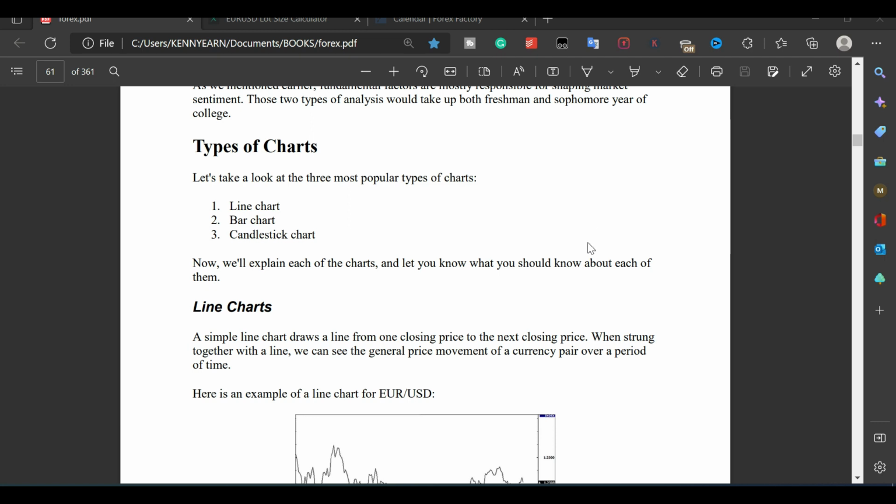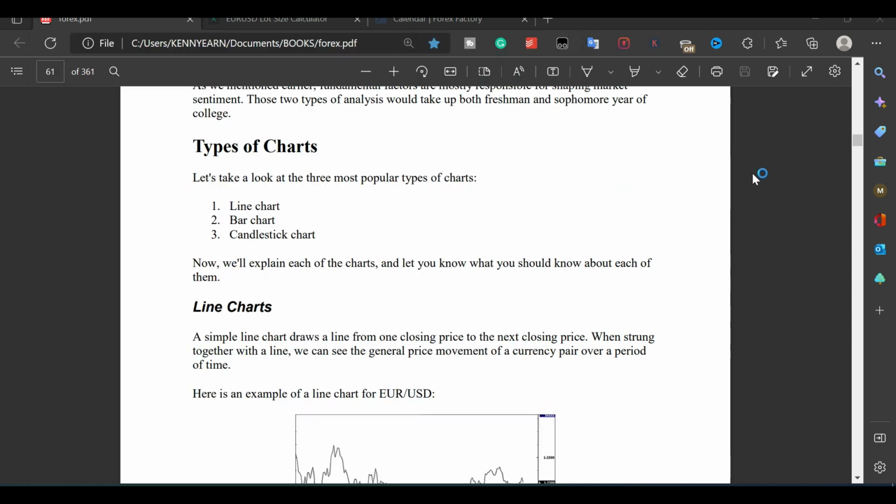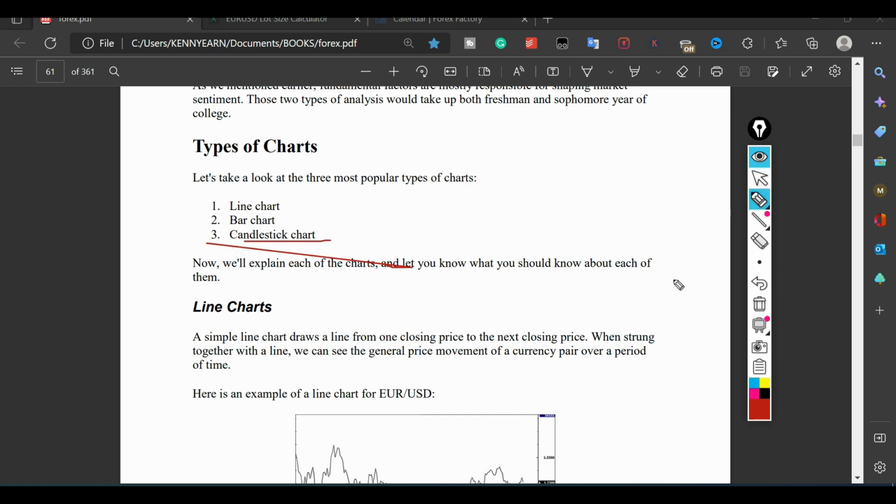So on today's video we're going to be talking about types of charts. Alright, so on today's video I'm going to be talking about types of charts we use in forex trading. There are three most popular types of charts we use in forex trading. The first one is line chart. The second one is bar chart, and the third one is candlestick chart. I'm going to be explaining each of them respectively and show you how they came about.